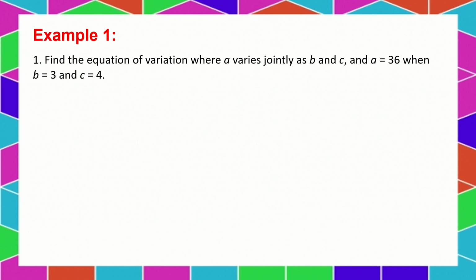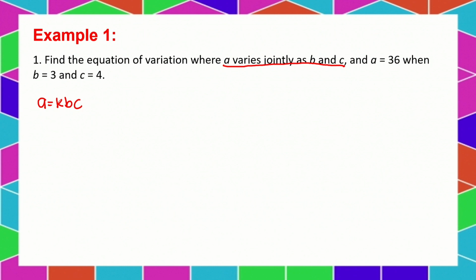Example number 1. Find the equation of variation where A varies jointly as B and C, and A equals 36 when B equals 3 and C is equal to 4. So step number 1, we have to find the correct equation. And we have here A varies jointly as B and C. If we translate this to a mathematical equation, that is A is equal to K, B, C. Next, we plug in the values of A, B, and C to solve for K.